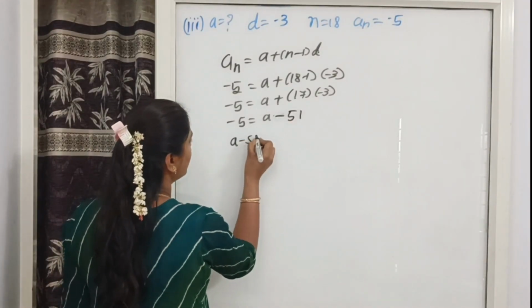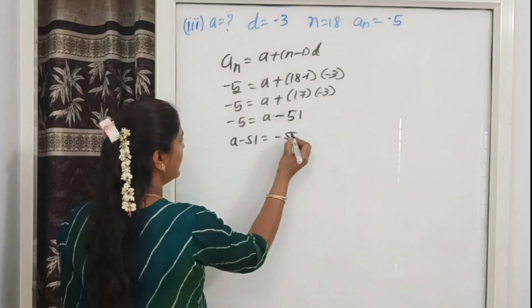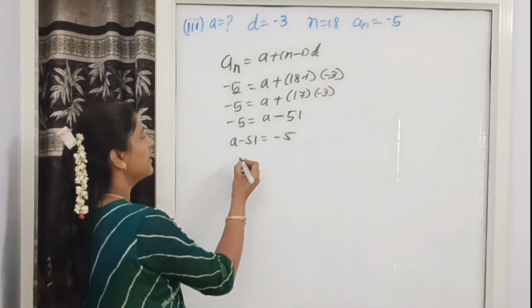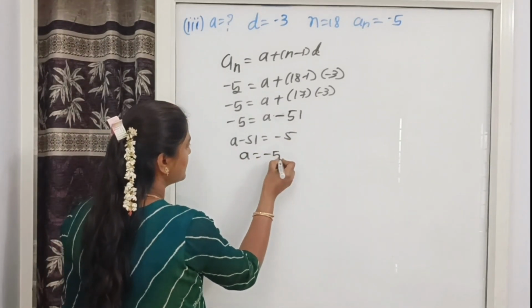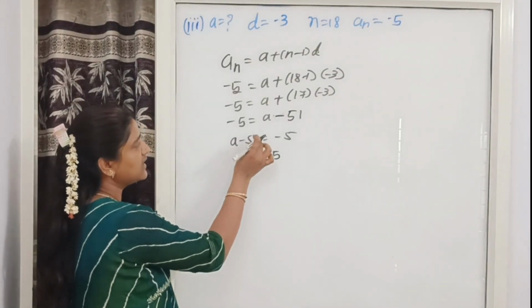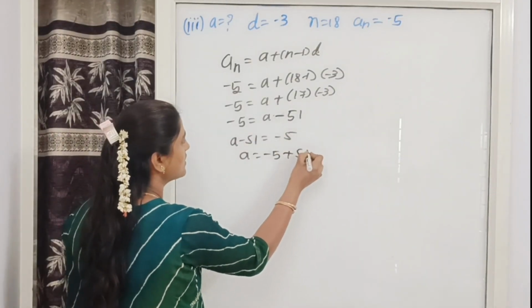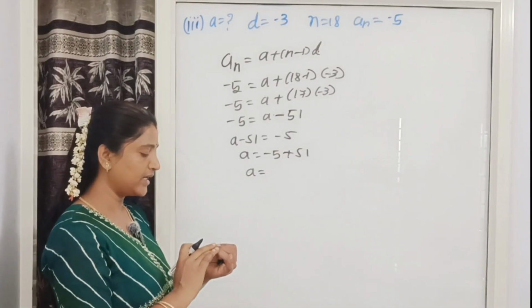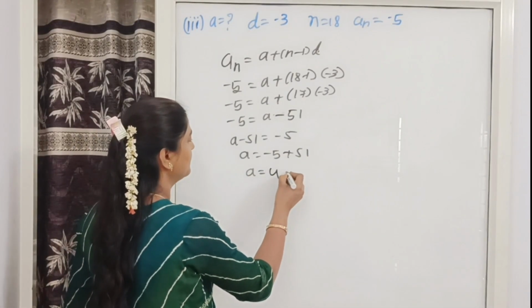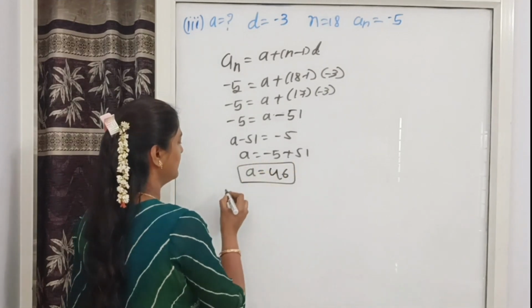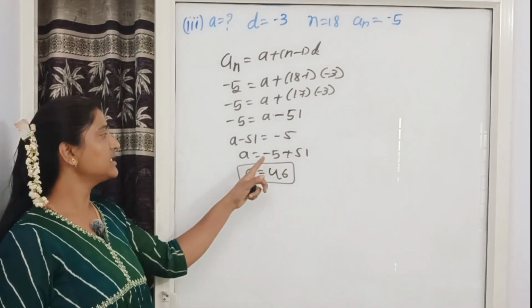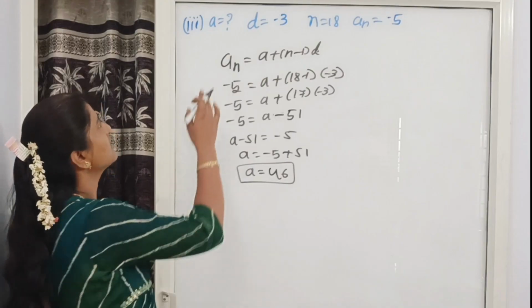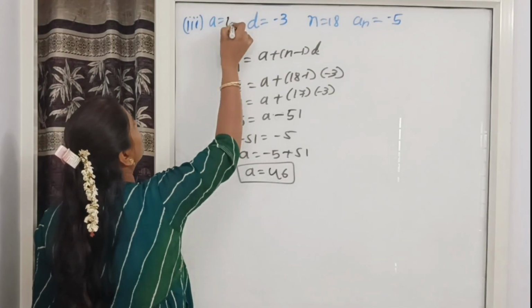Take the variable on the left hand side and the constants on the right hand side. So A is equal to minus 5. If I transpose this to the other side, it will become positive 51. So minus 5 plus 51 is 46. The first term A here is 46.